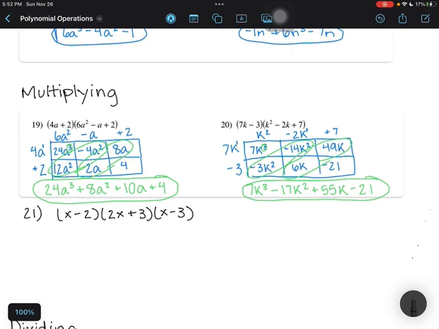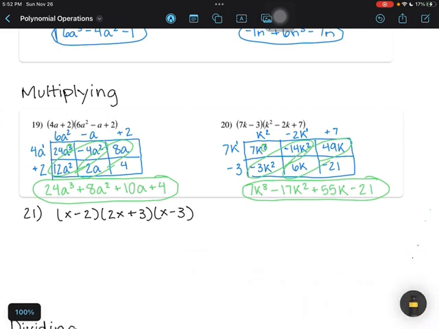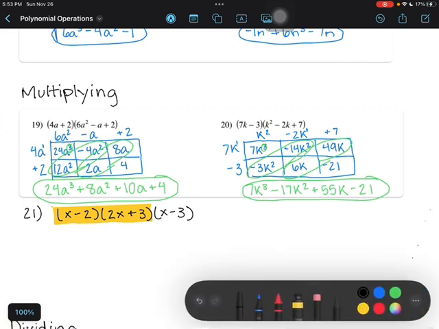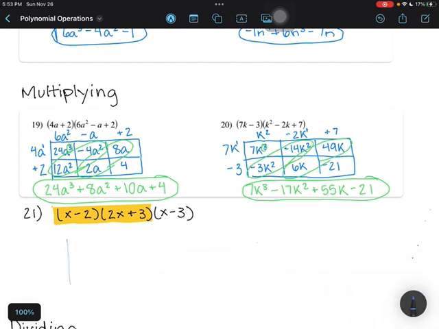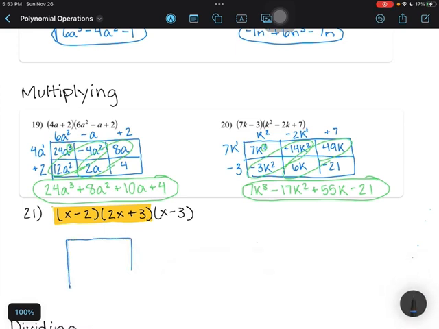Okay. So in this last problem, we see we have 3 different things that we're going to multiply, but that doesn't change the way we do it. We can only multiply 2 things together at a time. So I'm just going to start by multiplying these first 2 parentheses together, and then I'll multiply the next one in later. So for this one, I only need a 2 by 2 box to multiply those. So I have x minus 2 and 2x plus 3. And I'm going to multiply those 2 together.